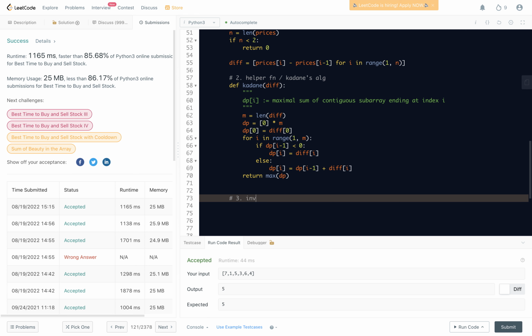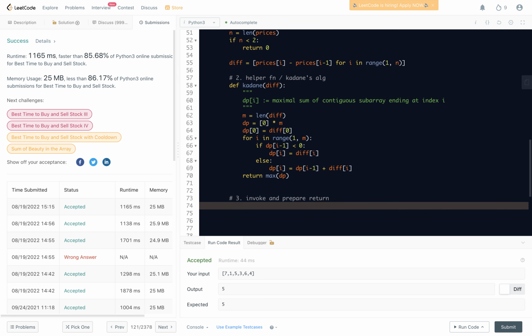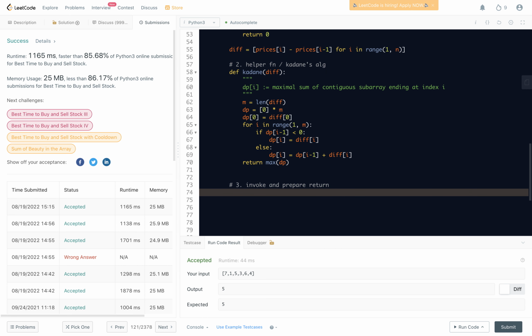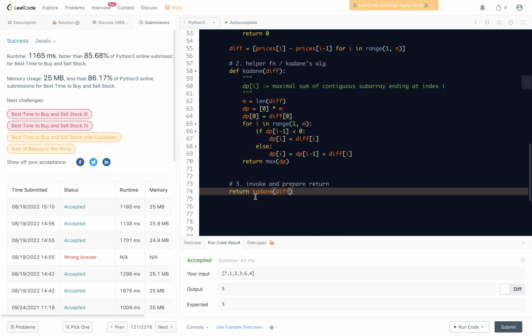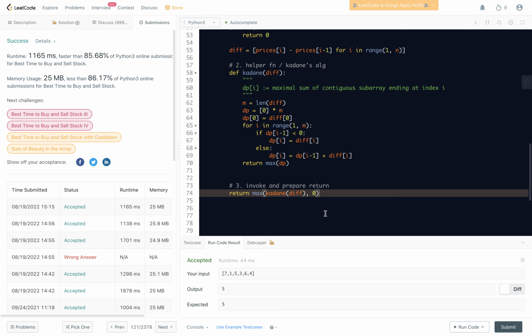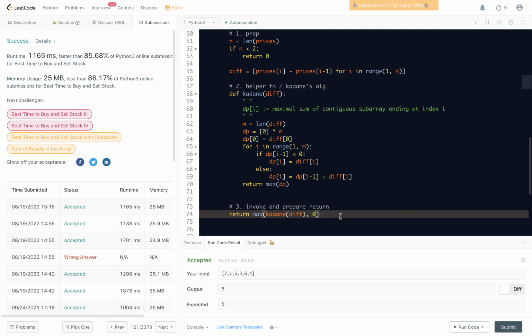The third step is to invoke and prepare the return. For this, we just need to call the function. So we are going to return Kadane of the diff, which we have defined as this difference array. But we want to make sure this is not negative, so this max will specialize it to this problem's return. With that said, I guess this also provides a solution for this simple problem.